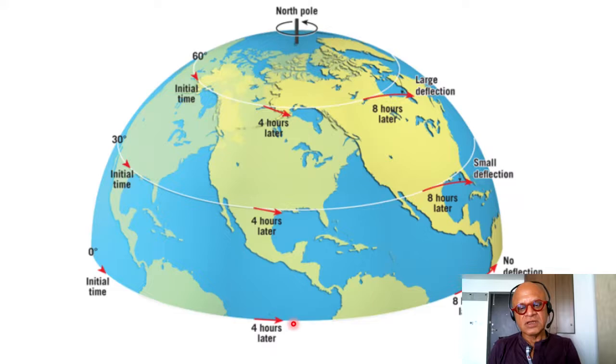Why? Because the Coriolis effect is 0 here, no deflection, initial time, 4 hours later, 8 hours later. Because the distance from the axis to the surface is getting smaller, circumference is getting smaller, velocity is getting smaller, the Coriolis effect increases with latitude and is maximum at the pole. Largest deflection would happen here, and the tendency to rotate goes the same way. If you're here, you're going in a linear sense, so you don't have head spinning, but as you go northward, the tendency to rotate increases, or the vorticity, planetary vorticity, increases.